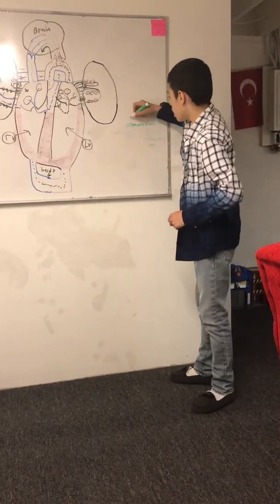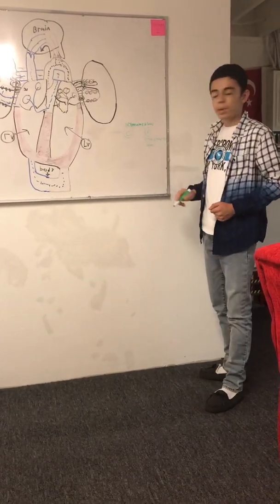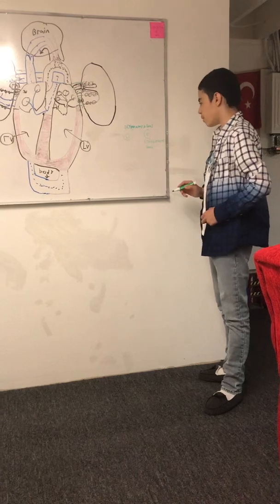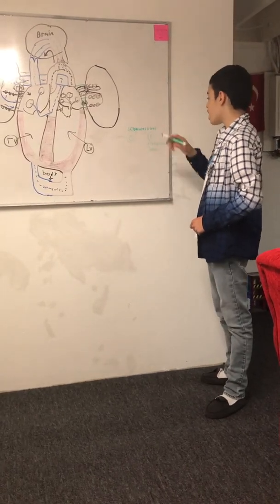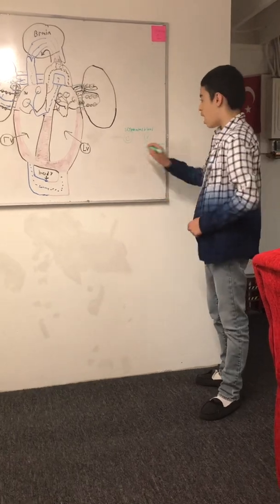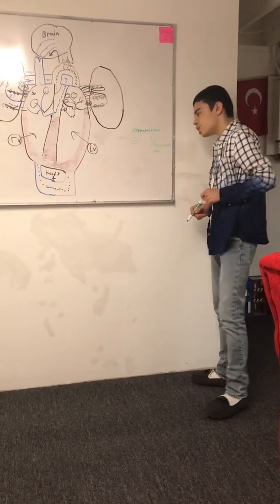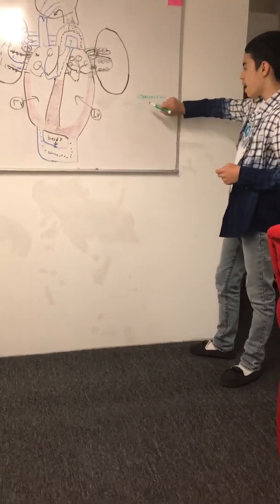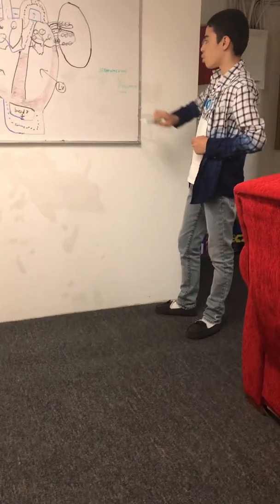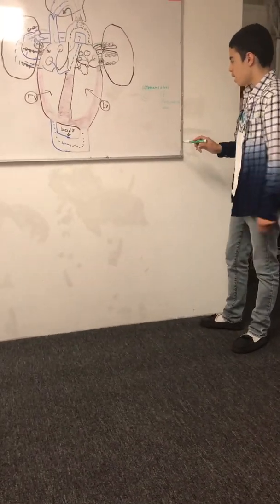Oxygenated blood uses arteries for its blood vessel, while deoxygenated blood uses veins for its blood vessel. Oxygenated blood has oxygen, while deoxygenated blood doesn't have oxygen. Oxygenated blood could absorb nutrients, while deoxygenated blood can't absorb nutrients. And also, oxygenated blood can absorb carbon dioxide, and deoxygenated blood has carbon dioxide.